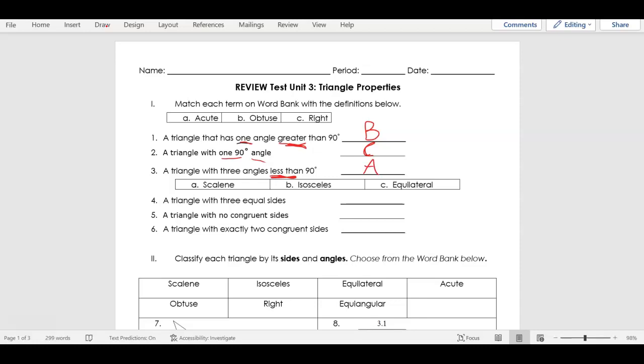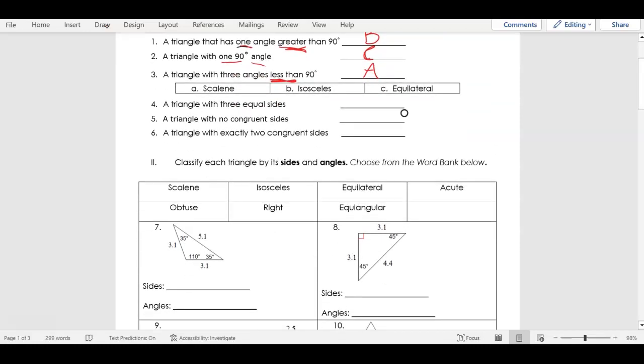Okay. Number 4 through 6. 4 says a triangle with 3 equal sides. Equal is equilateral. Okay. Triangle with no congruent sides. No is scalene. None are congruent. And if you have only 2 congruent sides, like your eyes, isosceles, letter B. Okay.